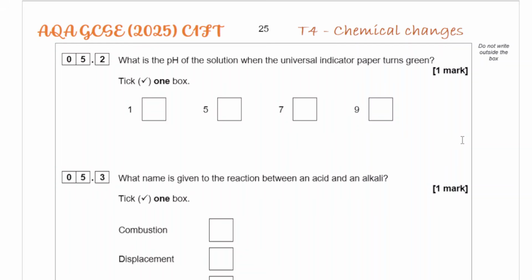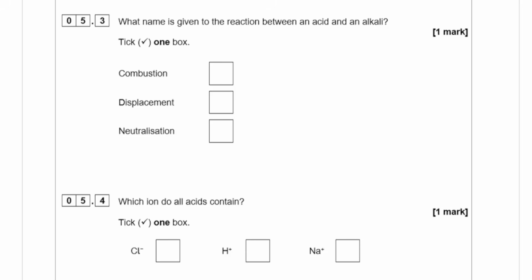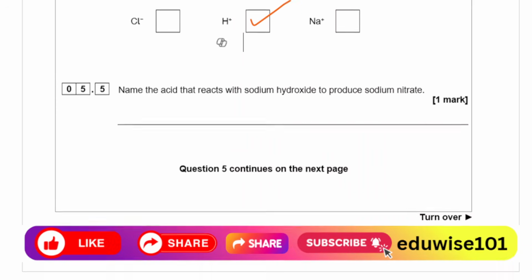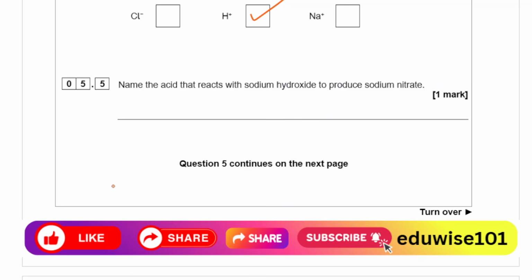What is the pH of the solution when the universal indicator paper turns green? That would be 7 because it's neutral. What name is given to the reaction between acid and alkali? That is neutralization. Which ion do all acids contain? That will be the hydrogen. Name the acid that reacts with sodium hydroxide to produce sodium nitrate. So it has to be nitric acid.